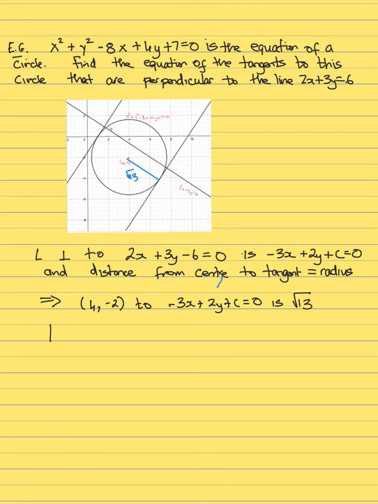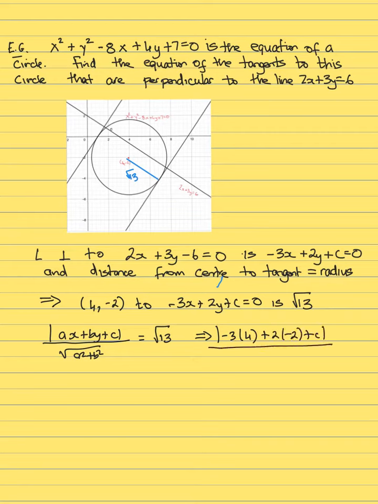So we'll use our perpendicular distance formula, and we know that has to give us the square root of 13. So filling that in, we have the absolute value of minus 3 times 4 plus 2 times minus 2 plus c, all over the square root of 9 plus 4, must give us the square root of 13. So we have put the perpendicular distance from this point to this line, equal to the square root of 13, into the perpendicular distance formula.